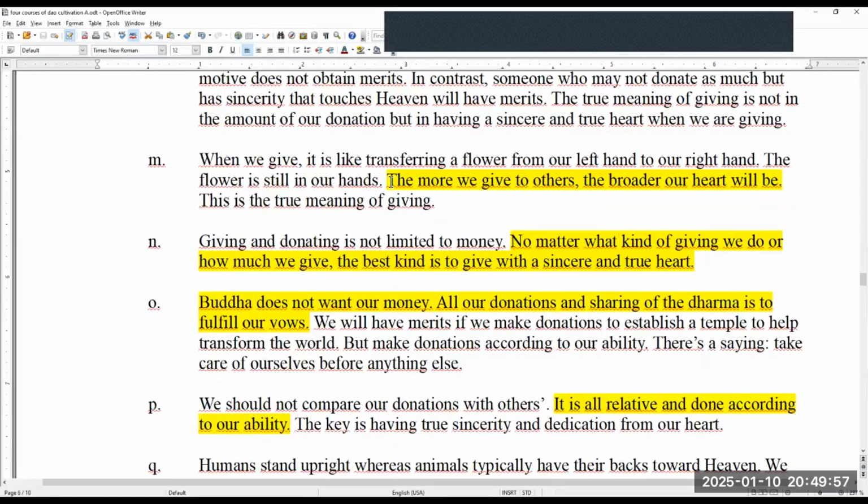Broader means not only the donation aspect, but whether it's time or money or effort, etc. This way you have a better understanding of others or life itself. Then, of course, no matter what giving we do or do not do, or how much we give, the best kind is to give with a sincere heart and mind. That's really important: the sincerity and the true heart, which is equivalent to the Buddha nature heart.